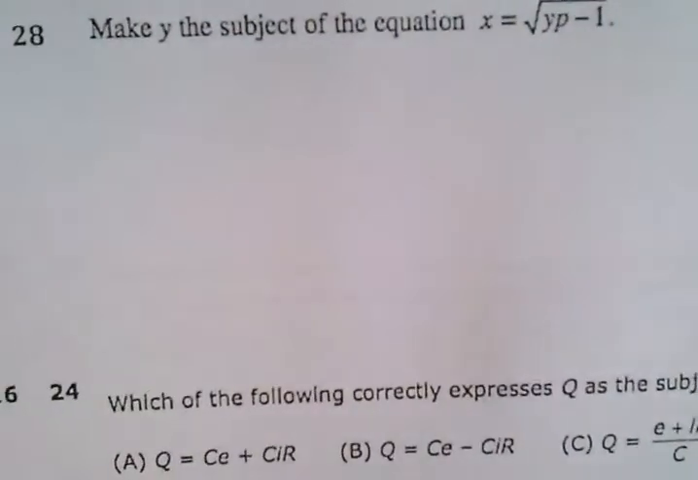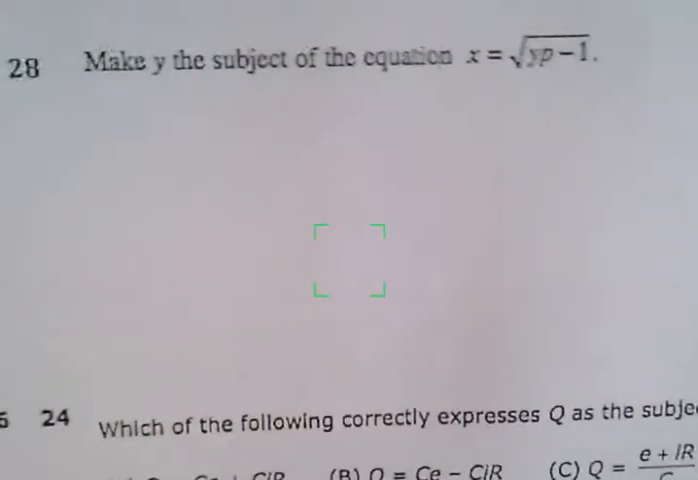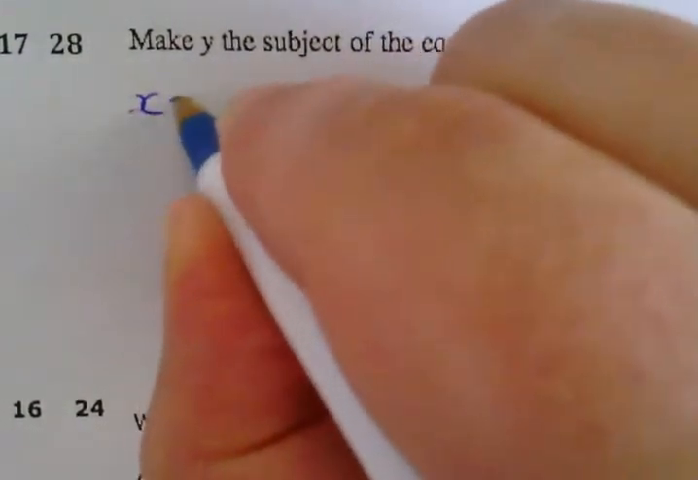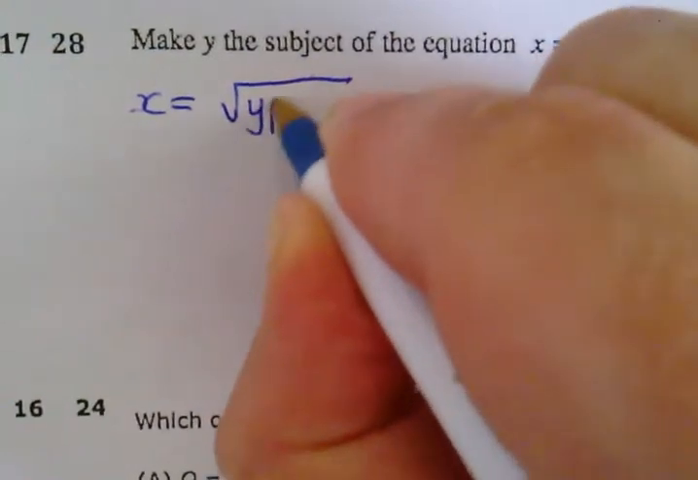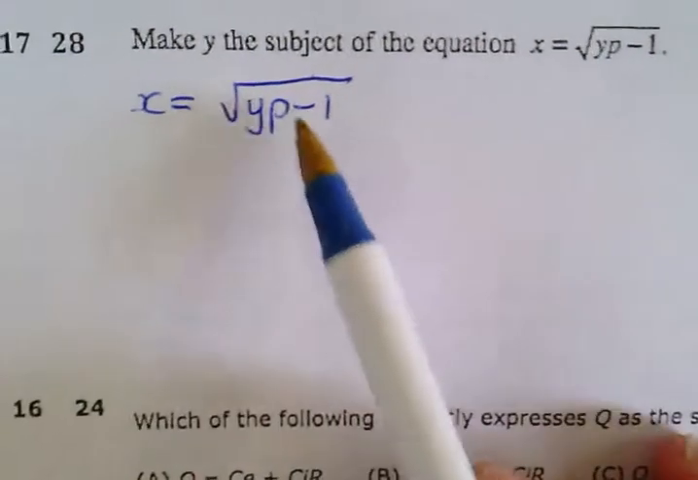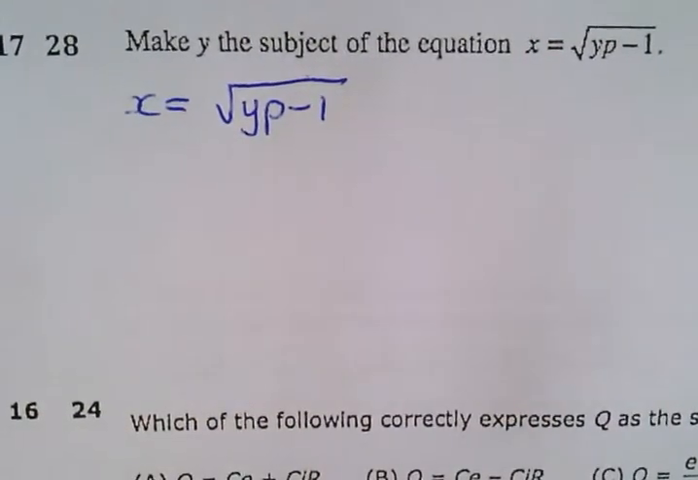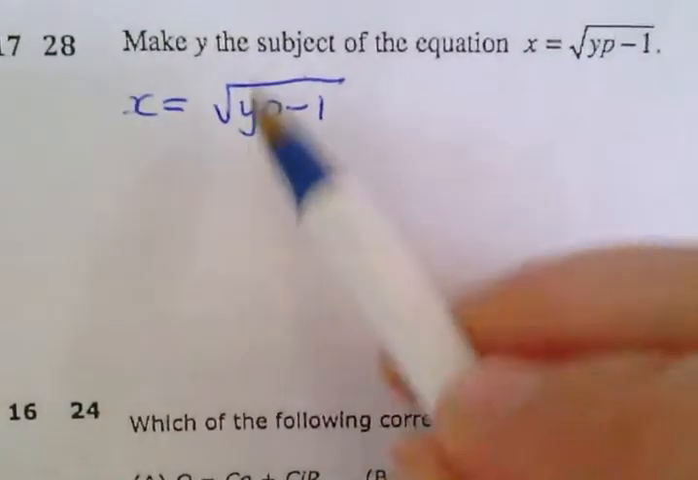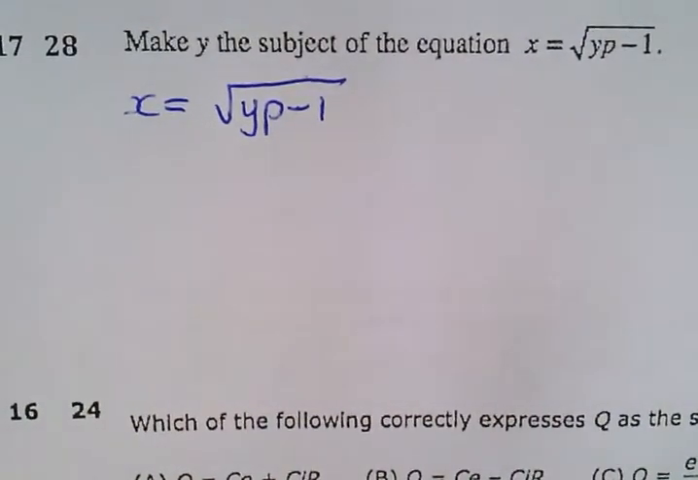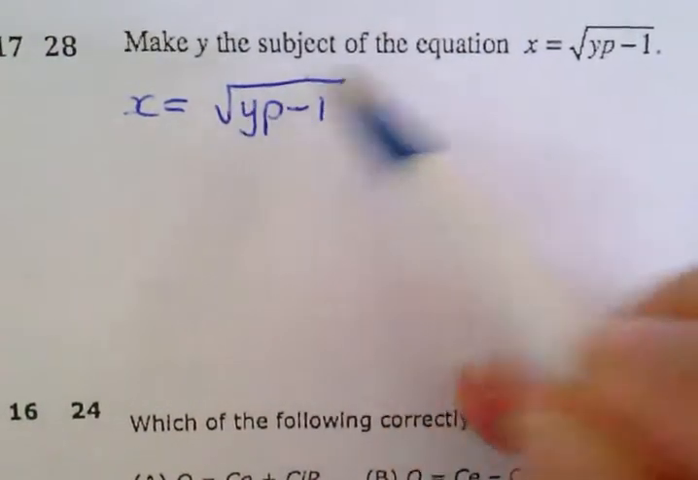So let's look at this, the 2017 HSC, and this question was in there, and it says make y the subject of the formula. So what we've got is x equals the square root of yp minus 1. So we want y on its own. What do you think is stopping you from touching anything on the right-hand side at the moment? The square root. You can't go moving the 1 or anything like that because the square root sign is surrounding all of that.